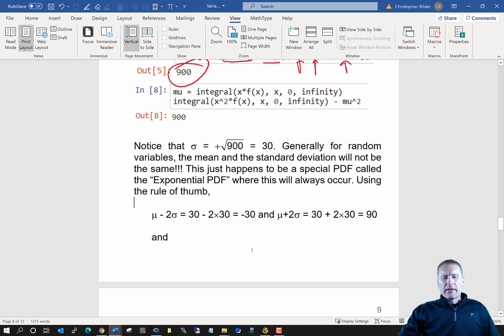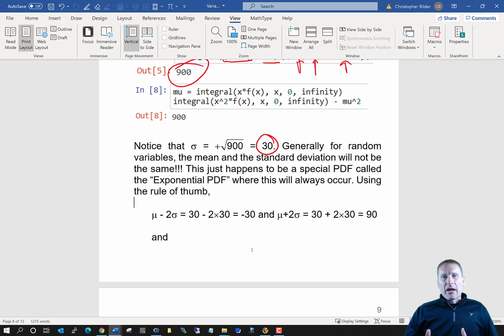Now one thing I want to mention. Of course, then the standard deviation is 30. It's the positive square root of 900, and it just so happens in this case the mean is equal to the standard deviation. For probability distribution functions in general, that won't happen. It just happens in this particular case. This is because this particular PDF that we're looking at is what's called an exponential PDF, which we will spend some time later in the semester exploring in more detail about why that happens.